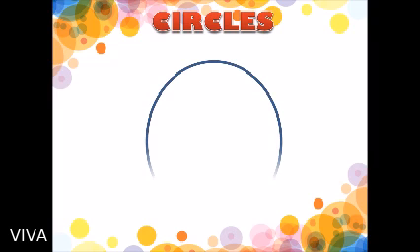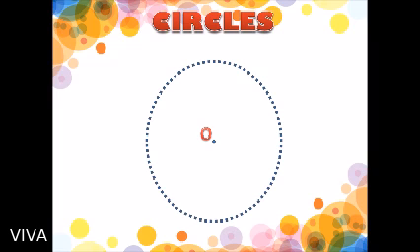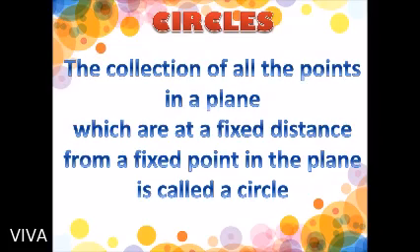In the first place, let us see what is a circle. A circle is a mathematical figure made up of a collection of points in a plane at a fixed distance from a fixed point. The characteristic points in the definition are the collection of points at a fixed distance from a fixed point in one plane.